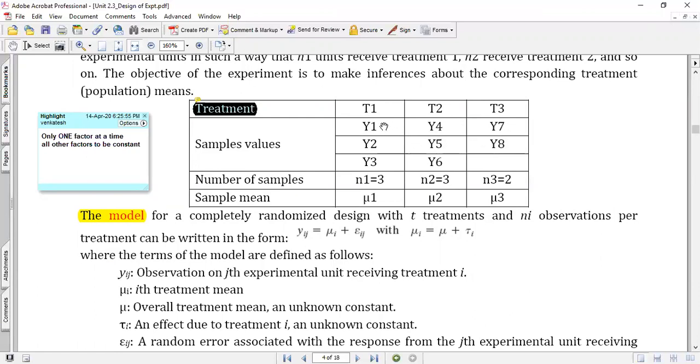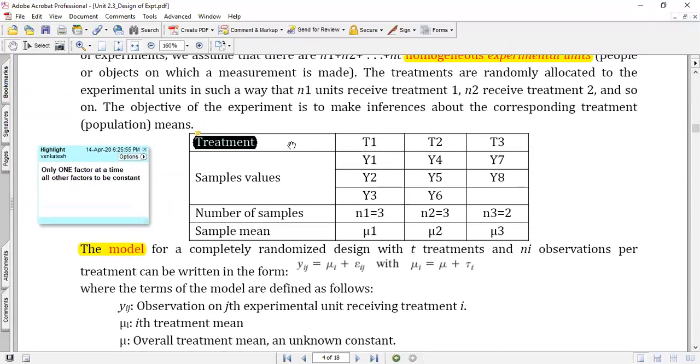You can observe one thing here. Here 3 samples are there, here 3 are there, here 2 are there. For our analysis purpose, minimum 2 experiments you have to perform so that you can do the ANOVA. At least 2, minimum 2 you have to perform. Otherwise you may not be able to identify the variations. So the number of samples total here is 3 plus 3 plus 2. That is 8 experiments you have performed with 3 levels. So you can have any particular order. Most importantly, it is one factor at a time.